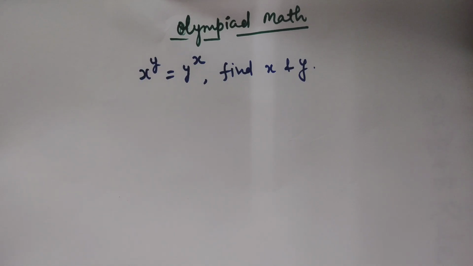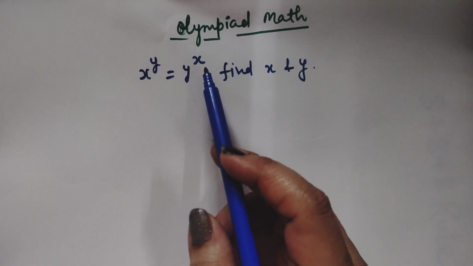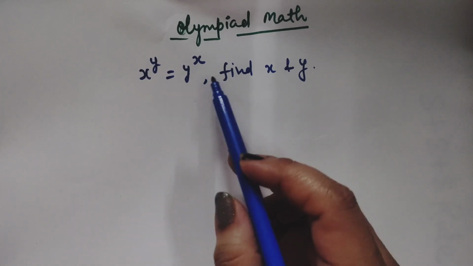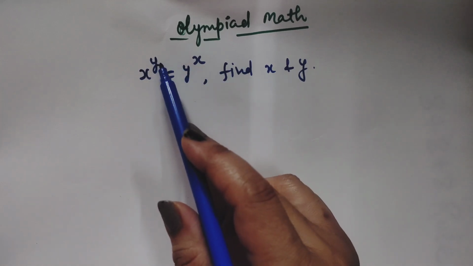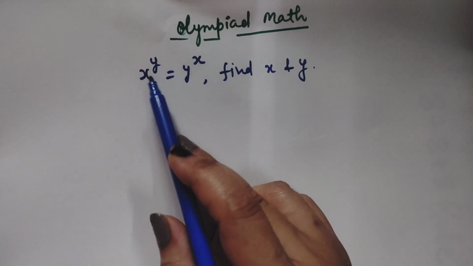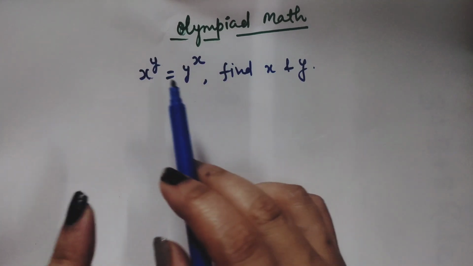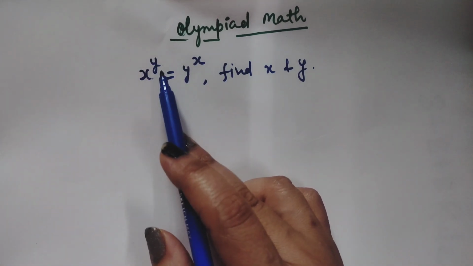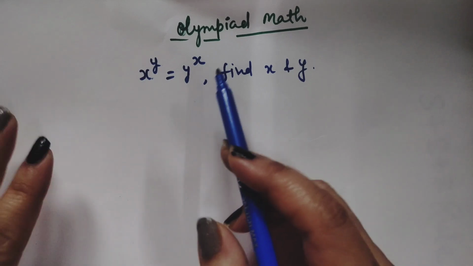Today we are going to solve a very nice exponential problem: x raised to the power y equals y raised to the power x, and we need to find the values of x and y. On the left hand side we have x raised to the power y, and on the right hand side y raised to the power x.